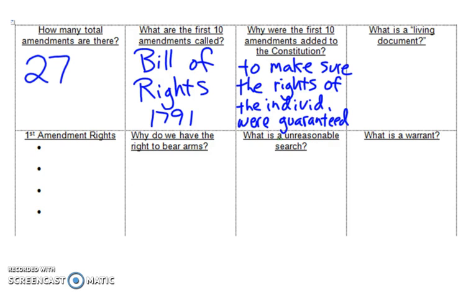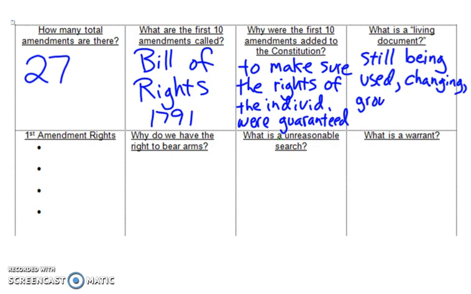We call the Constitution a living document. We said a lot of times it was like Frankenstein. It's alive because it is still being used. It is not something that is no longer in effect. It is still changing, growing, and evolving to meet our current needs. The Constitution is flexible. It can change with the country.